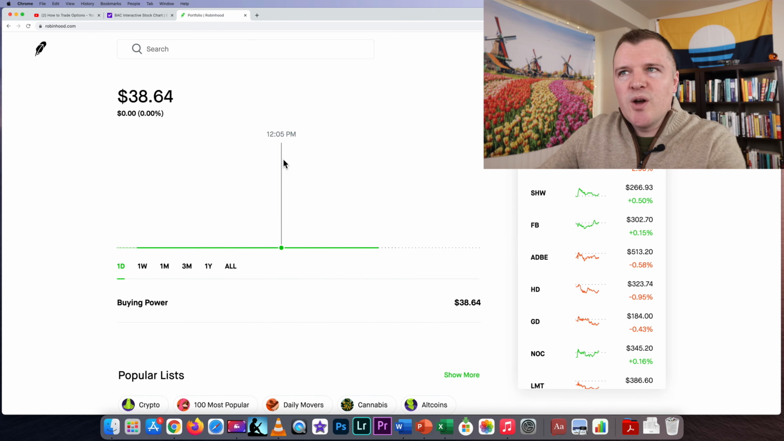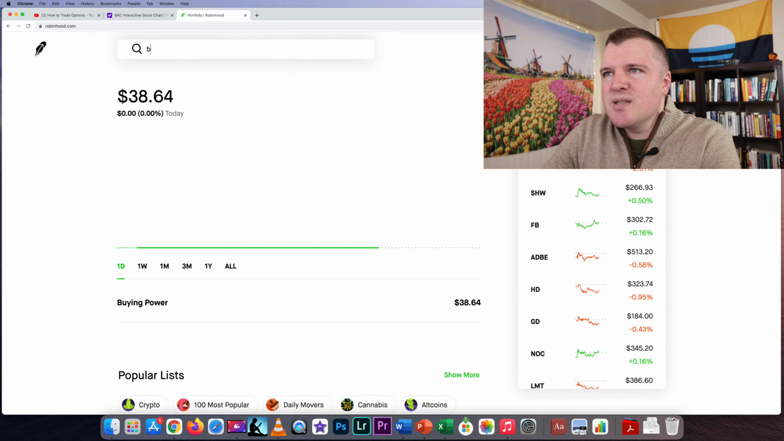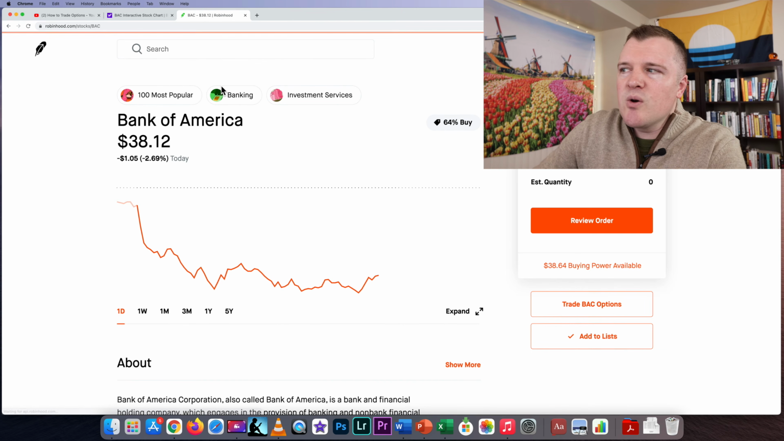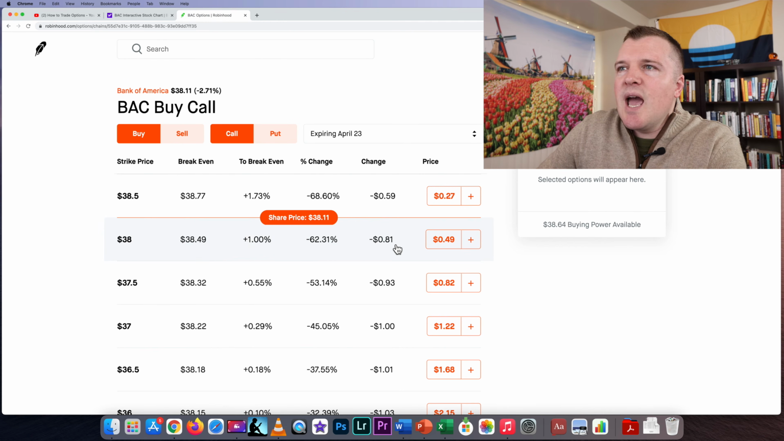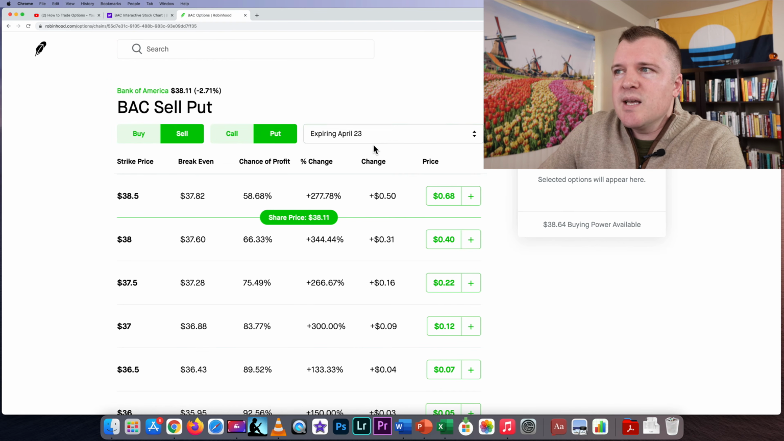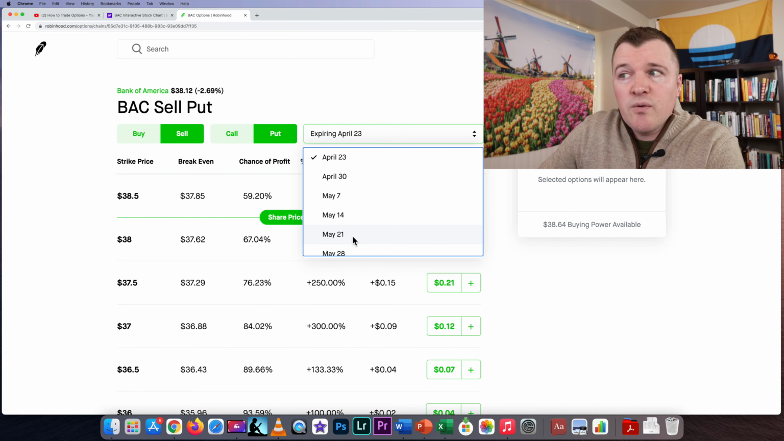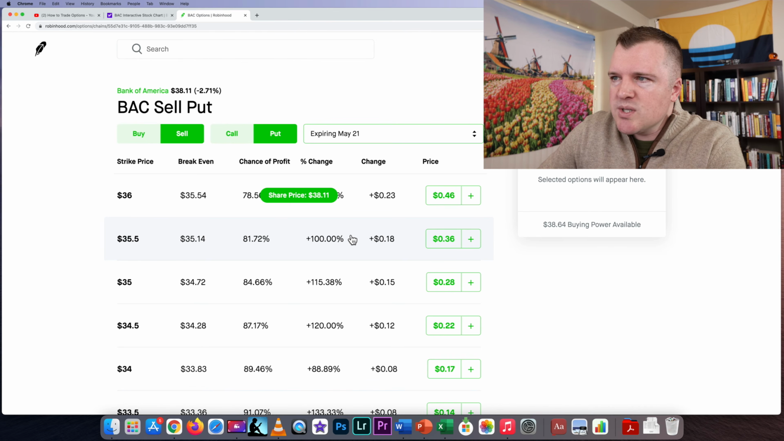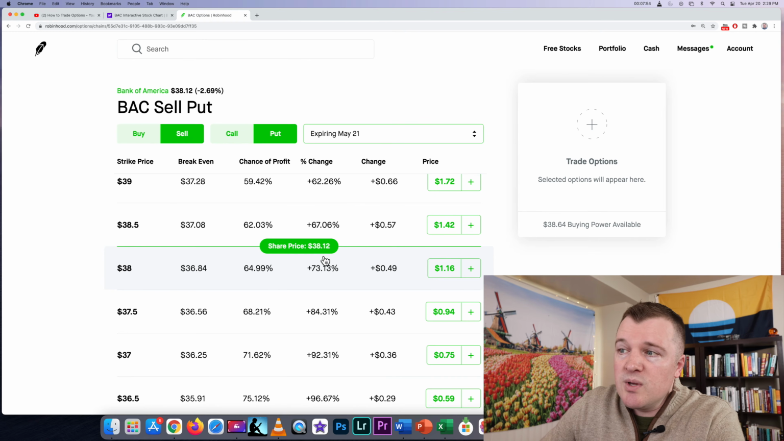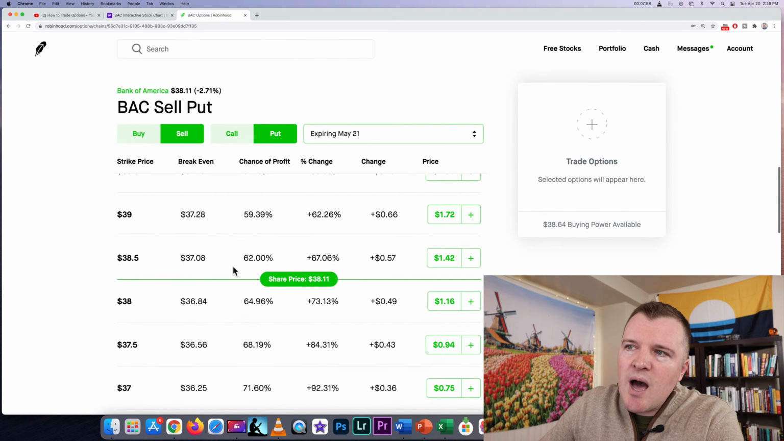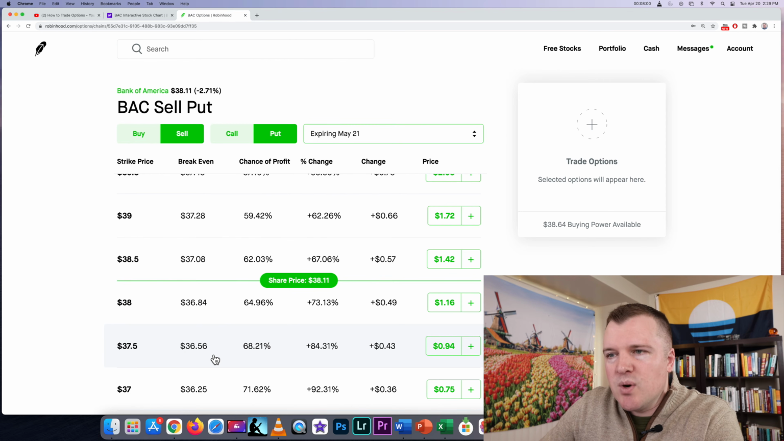So for fun, let's go on Robinhood and reference their Greeks. So we'll type in Bank of America Corp. We'll then go over here and click Trade Bank of America Options. And we are on the Vanguard platform selling a put that is expiring on the third Friday, so May 21st. So what it's doing is it's showing us the share price currently, 38.12. And we're looking at the closest out of the money and in the money puts.